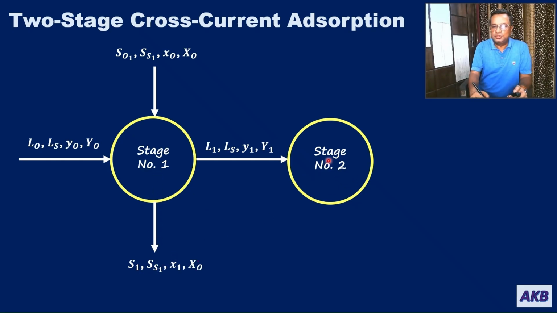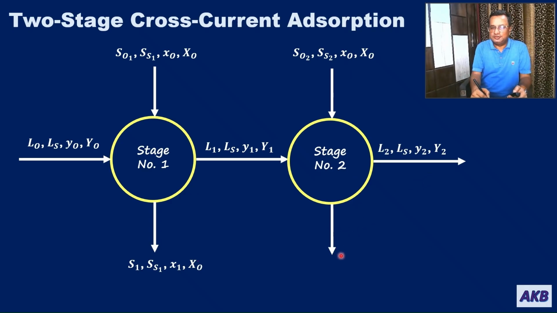Then in stage number 2, the liquid solution is contacted with the new adsorbent phase. Finally, after sufficiently long contact, the liquid solution will come out of stage number 2, and the adsorbent phase will be removed from stage number 2. So a typical 2-stage cross current operation can be schematically represented in this way. This is the adsorbent phase coming out of stage number 2. I will shortly talk about the notations that I have used in my discussion. Let us move ahead.